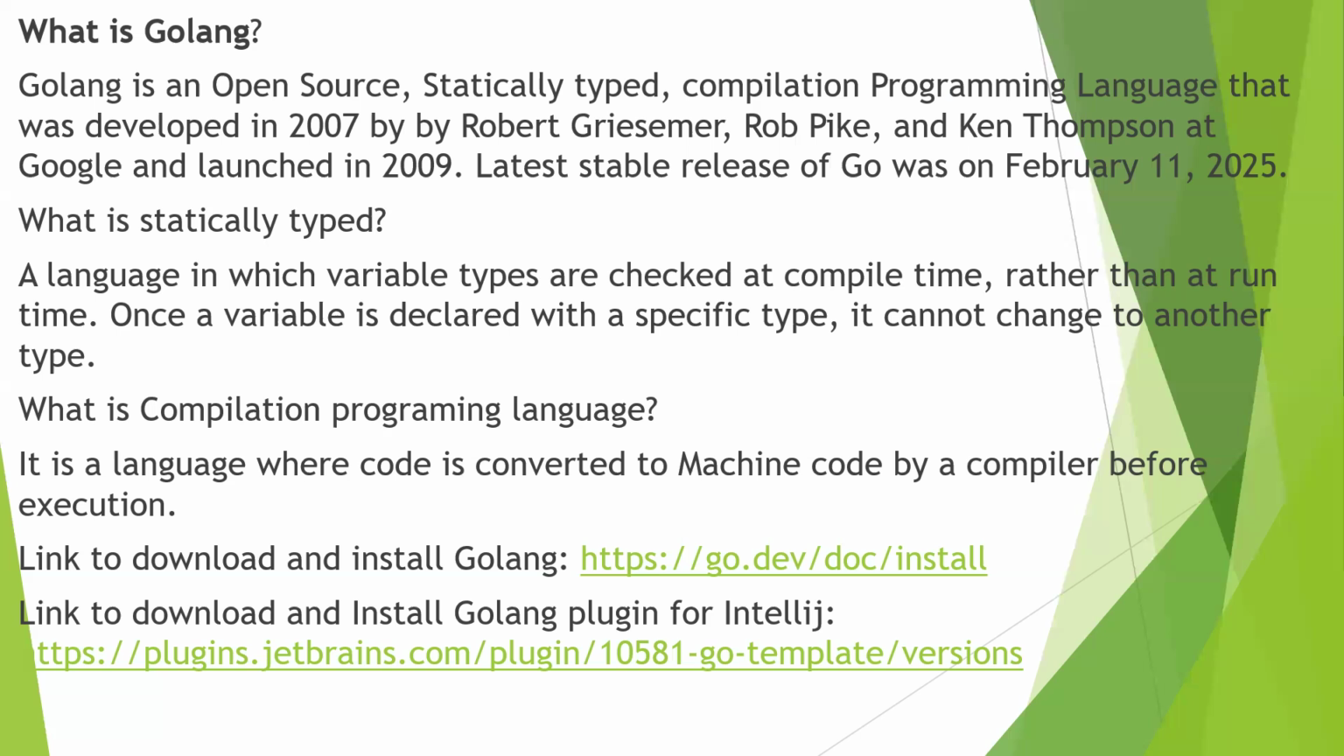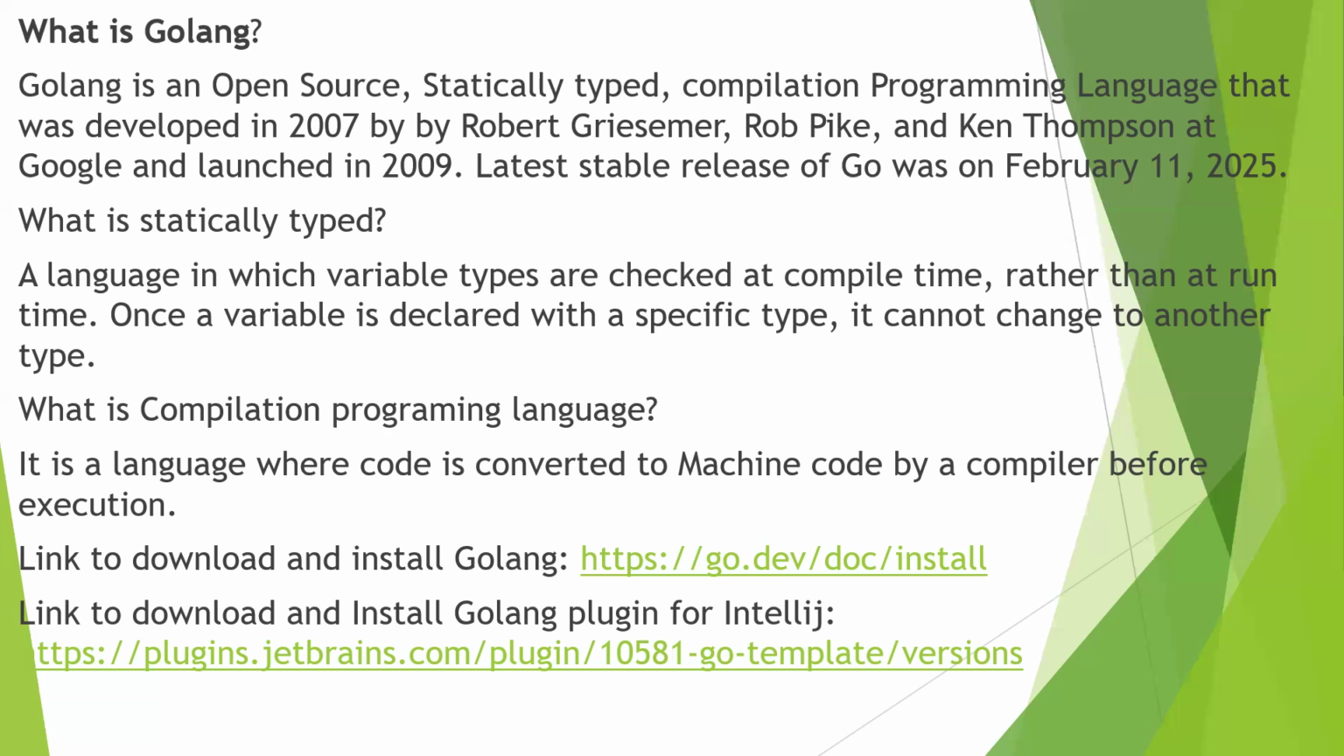What are the other programming languages that we have? Interpreted programming languages. For example, Python. So Python is an interpreted programming language. Whereas if you take Java, Java is a compilation programming language. We have a compiler in Java.